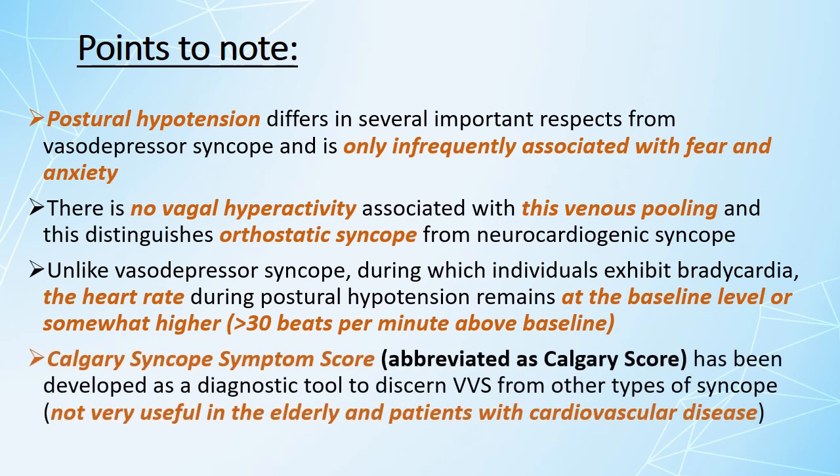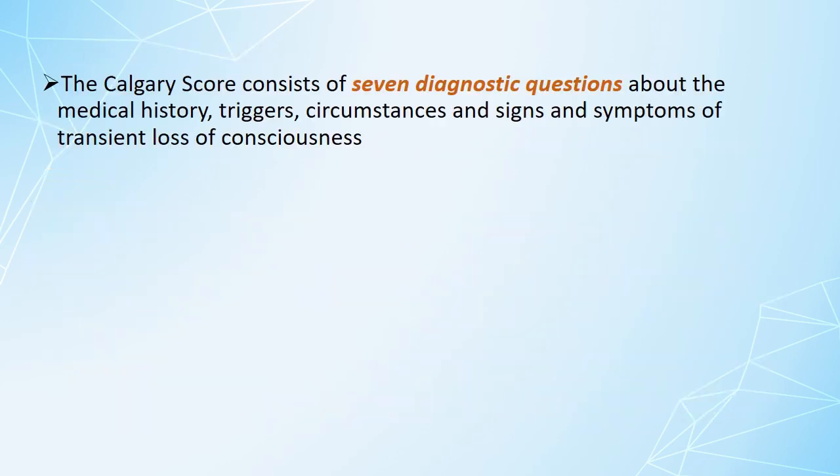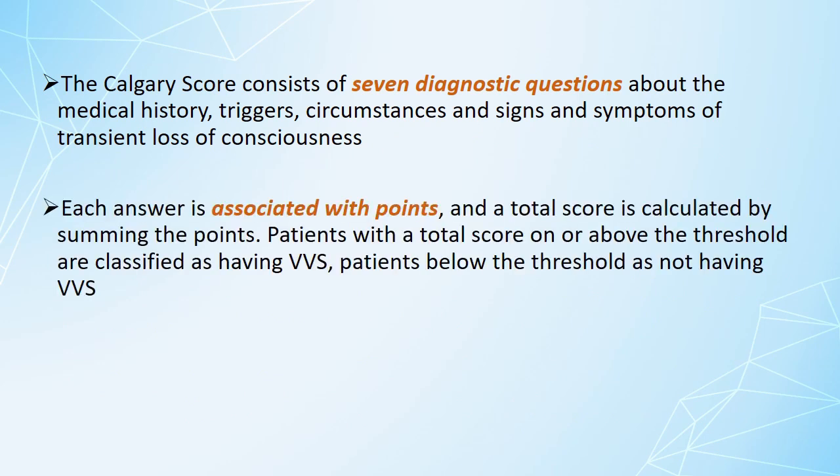Then there is also something known as the Calgary syncope symptom score or Calgary score, which distinguishes vasovagal syncope from other types of syncope. In this Calgary score, it consists of 7 diagnostic questions which are associated with points, and the total score is calculated by summing the points. If the score is above the threshold, then the patient is classified as having vasovagal syncope, and if it's below the threshold, the patient is classified as not having vasovagal syncope.